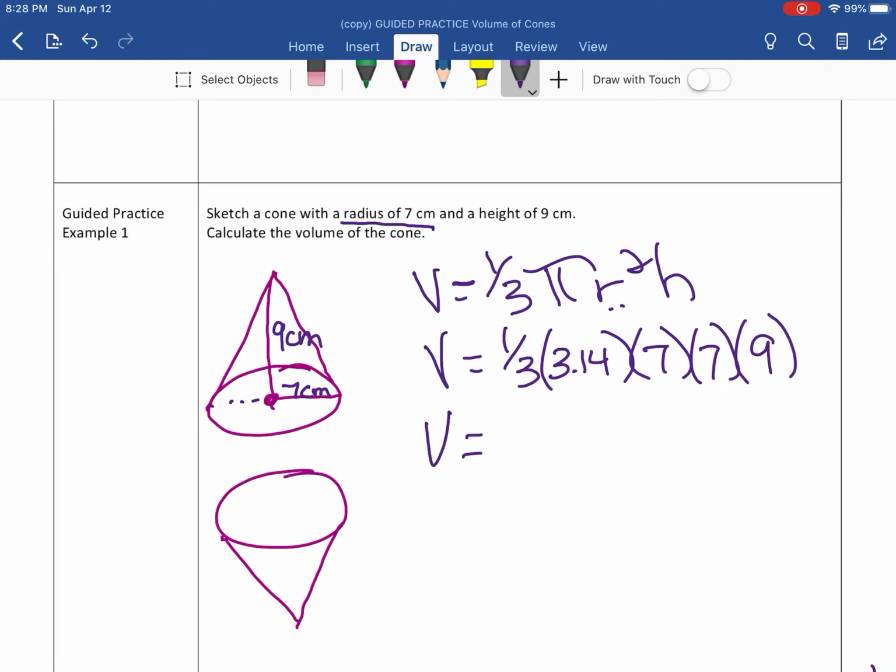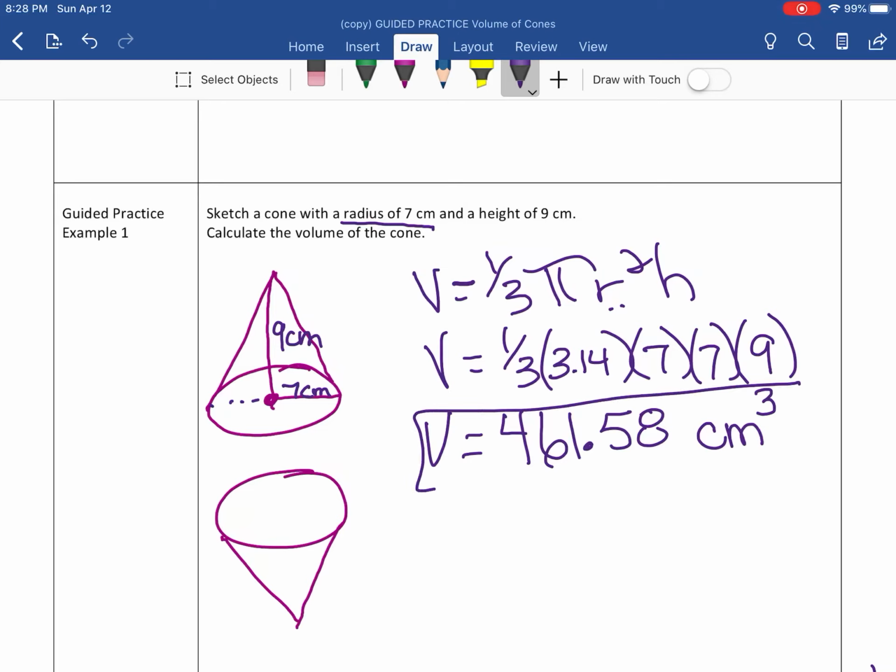Volume equals, like I told you, if you have your scientific calculator and know how to do fractions, 1/3 times 3.14 times 7 times 7 times 9, you will end up getting 461.58. Okay, that would get you a 2. To be a 3, you need to label it, and it is centimeters cubed. Now you're a 3.